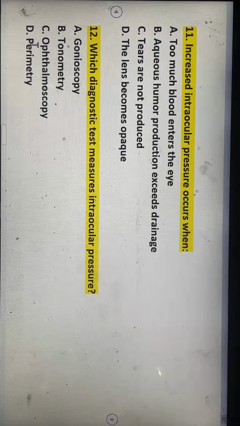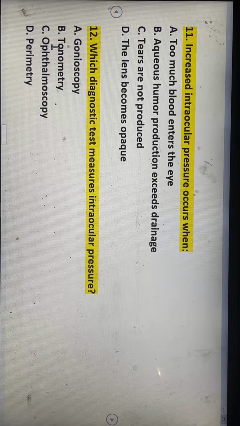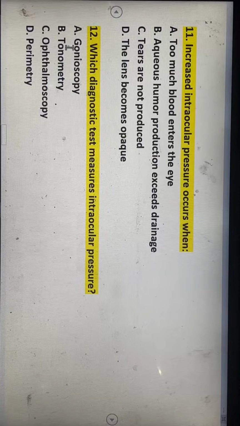Now, if you choose D, you are wrong. If you choose C, you are wrong. If you choose B, you are correct. If you choose A, gonioscopy, you are wrong.